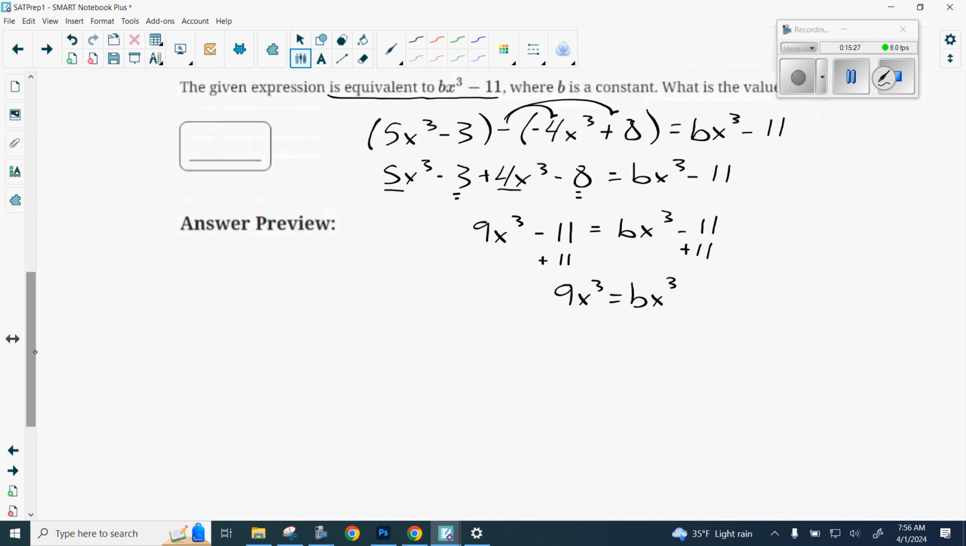All right, I want to know what B is. So I need to get B by itself. How would I get B by itself? Well, it's multiplying x cubed. So to get rid of x cubed, I'll do the opposite and divide. Those are going to go away. And it turns out that B is 9.